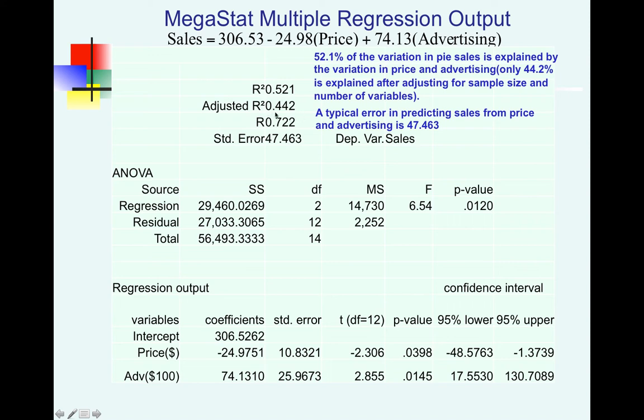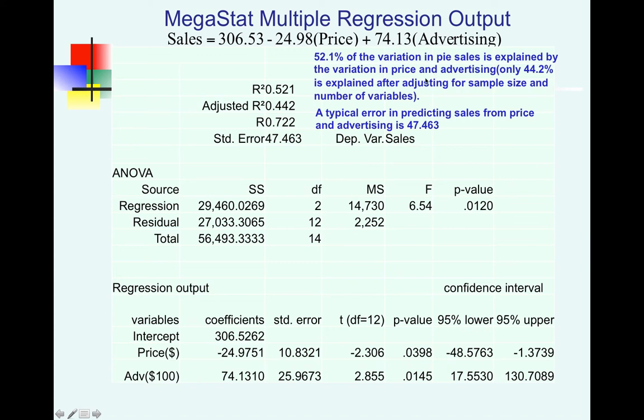The adjusted R-square is going to be the percentage of variability in pie sales explained by the variability of price and advertising when I account for the fact that I added an additional variable here, advertising. I have the fact that I have two of these things.